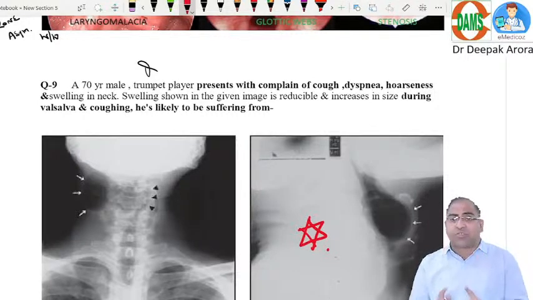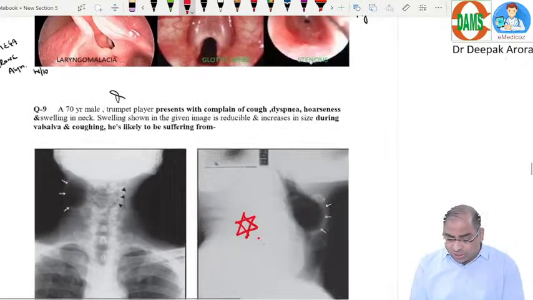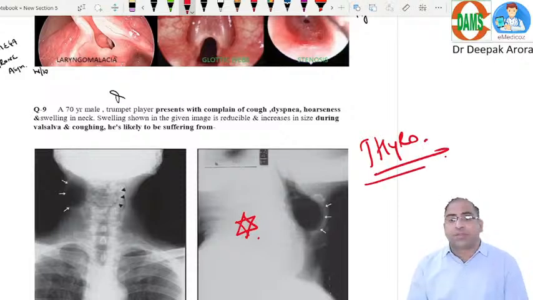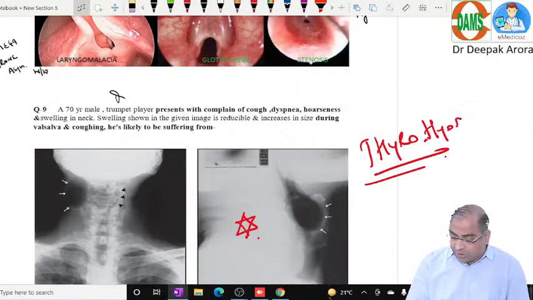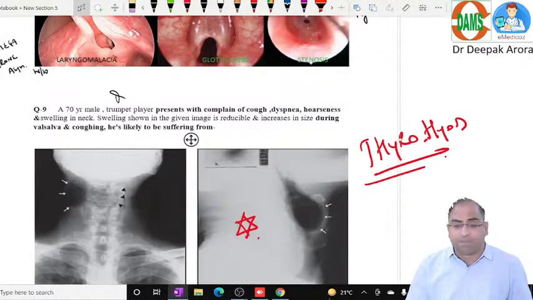They can either ask you laryngocele, or they will ask which membrane it ruptures. So it ruptures the thyrohyoid membrane. Very nice, everybody is responding nicely. It is the thyrohyoid membrane. This is your laryngocele. Clear? Question number 9.